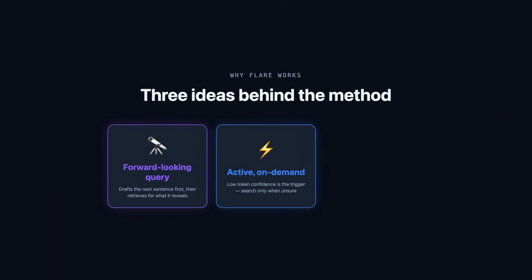Retrieval happens on demand, not on a schedule. The confidence threshold acts as a trigger, so the model only stops to search when it senses uncertainty. Confident stretches flow without interruption, and expensive retrieval is spent only where the model actually risks getting the facts wrong.